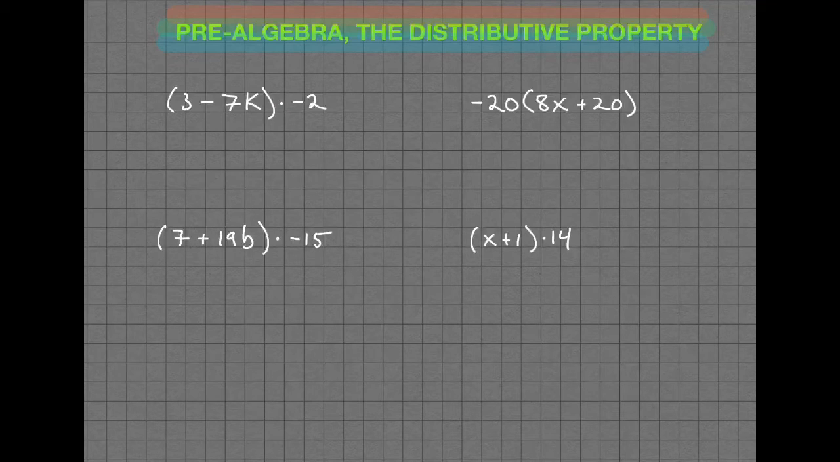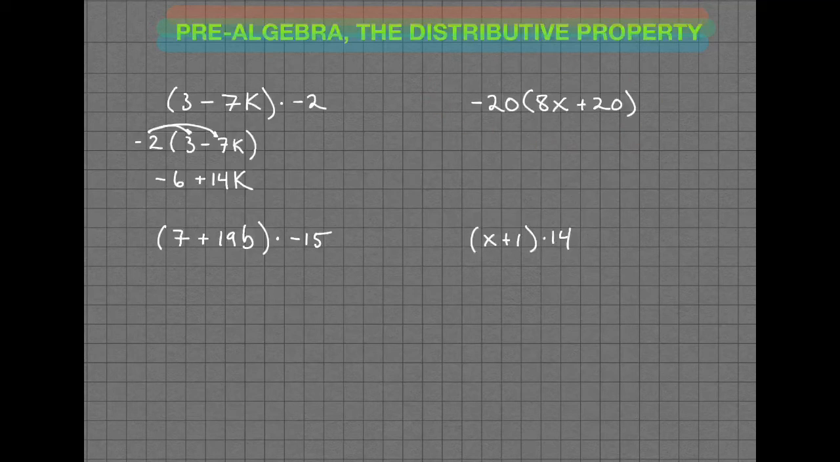Okay, so since we know it's being multiplied, one thing you could do, if you wanted to, is move it out to the front. I can move that -2 out to the front, it's still being multiplied. And then go ahead and drop it in like we have been, this way and this way. So we're going to say -2 times 3, that gives us a -6, and -2 times -7k will give us a positive 14k. Okay, next problem.